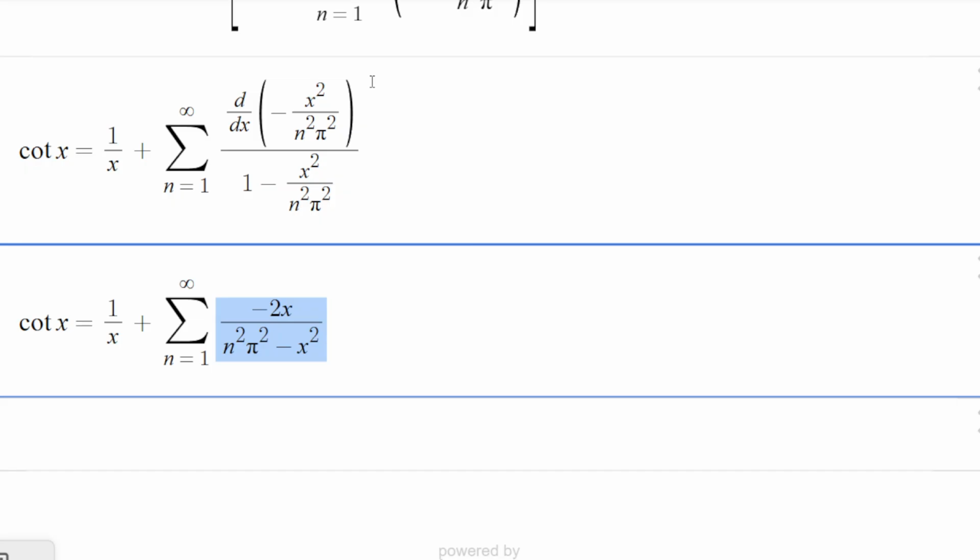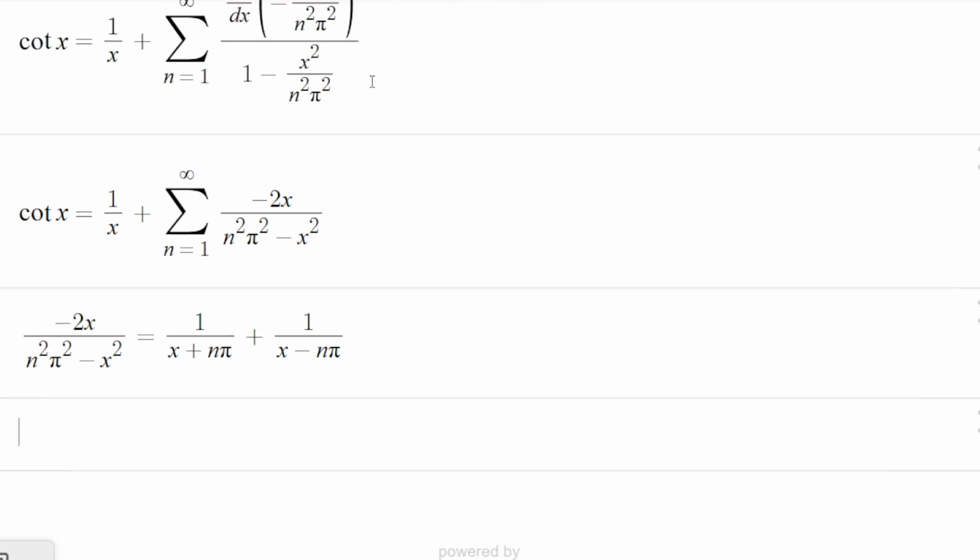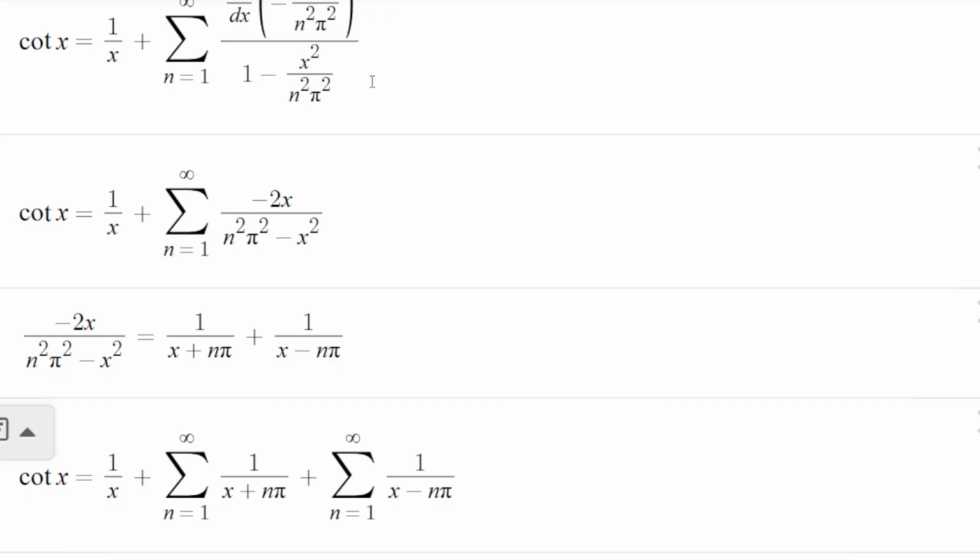This can be broken up using partial fraction decomposition like this. If you use partial fraction decomposition, you will see that that is in fact equal to this. So now we have cotangent x.